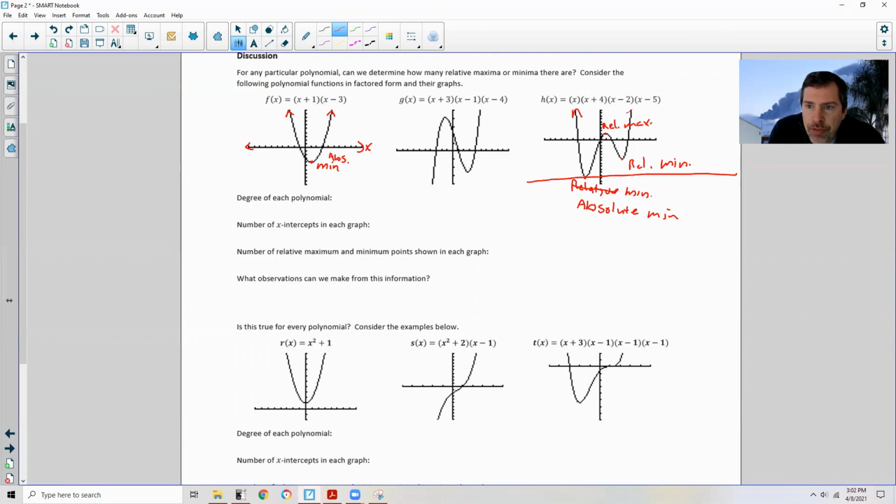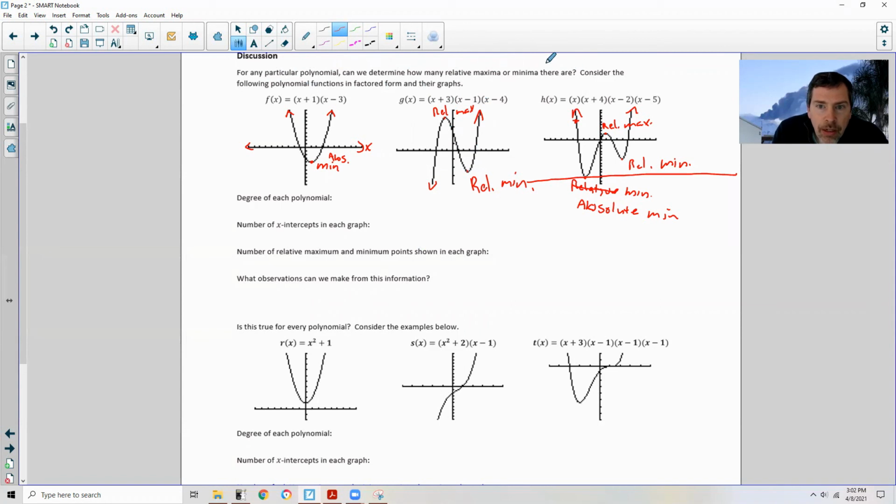So this is going up forever and that's going up forever. This is not an absolute maximum because this point here is higher than that. There is no absolute maximum when they continue forever up. Okay, hopefully that makes sense to you. So here, this would be a relative max. And this here is a relative min. There are no absolute maxes or mins on this one because this goes down forever and this goes up forever.